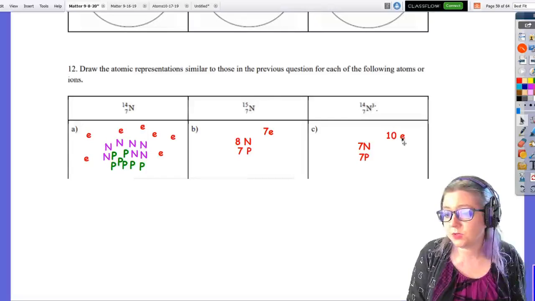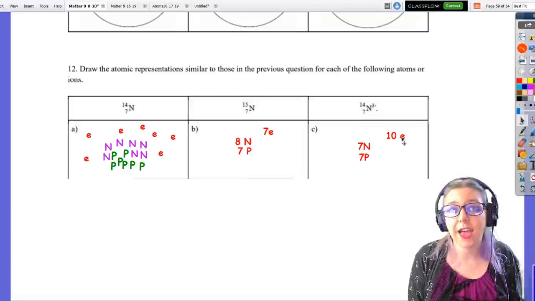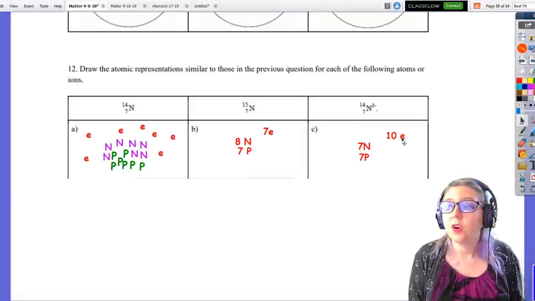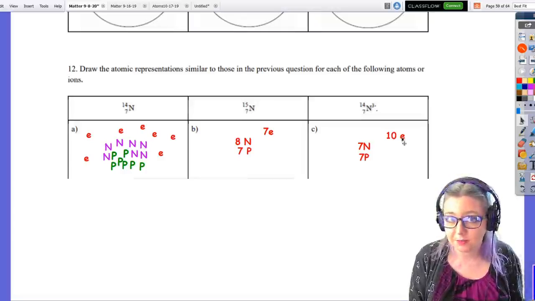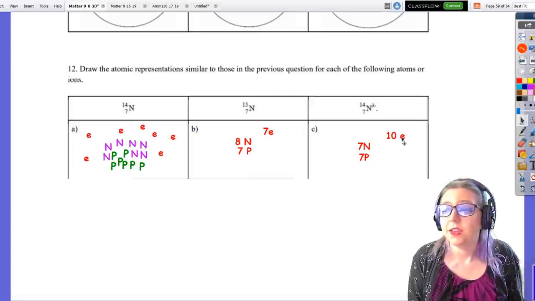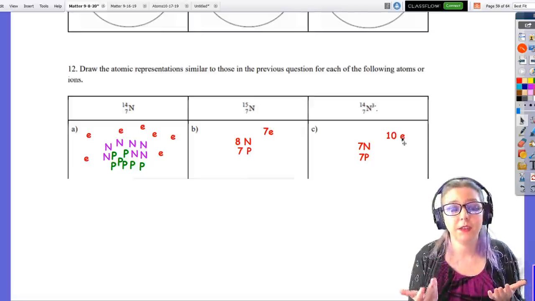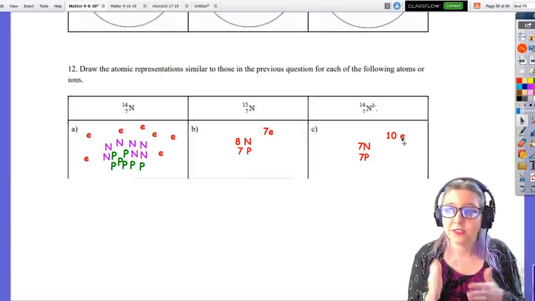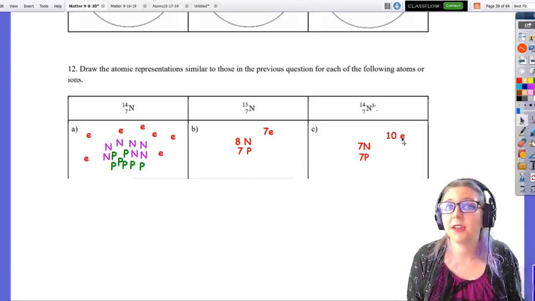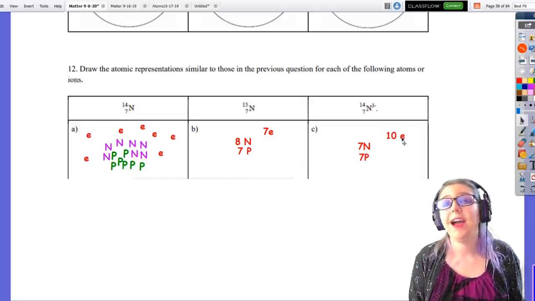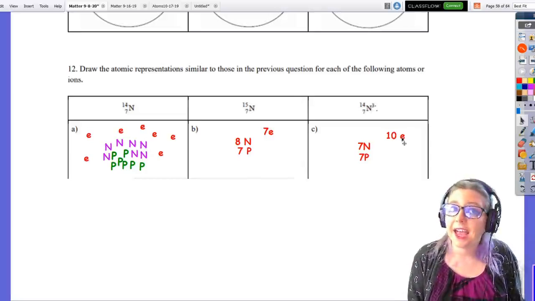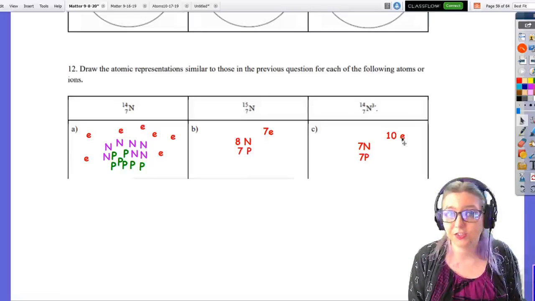Then the last question was asking what's the total charge on all atoms and why? The total charge on every single atom is 0 because an atom has no charge. My protons are equal to my electrons. Once I start fiddling with my number of electrons, I no longer have an atom. I have an ion. And atoms and ions function very differently.